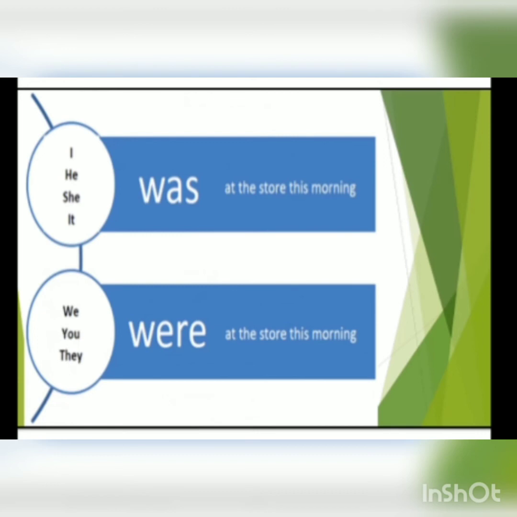We were at the store this morning. You were at the store this morning. They were at the store this morning. So you can see we, you and they. I told you earlier also, in English grammar we always treat them as plurals. So with plurals, we always use were. So we have used were to complete this sentence.